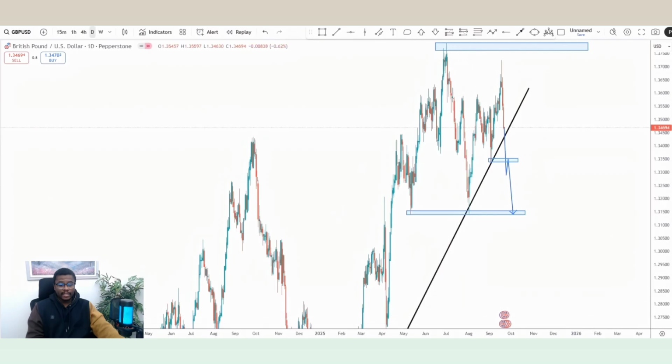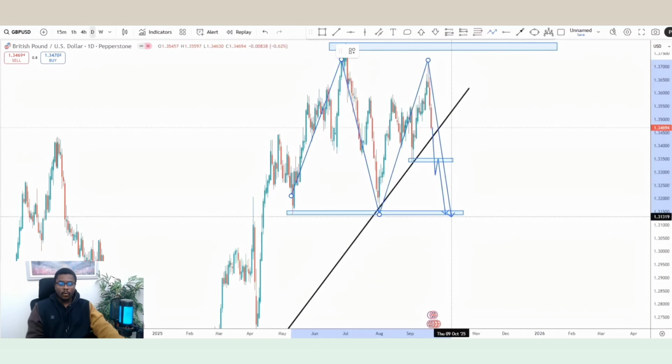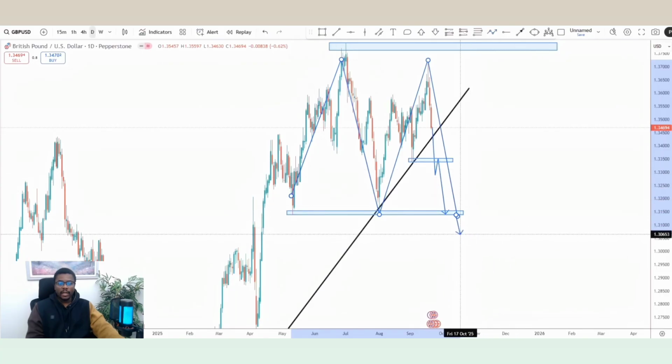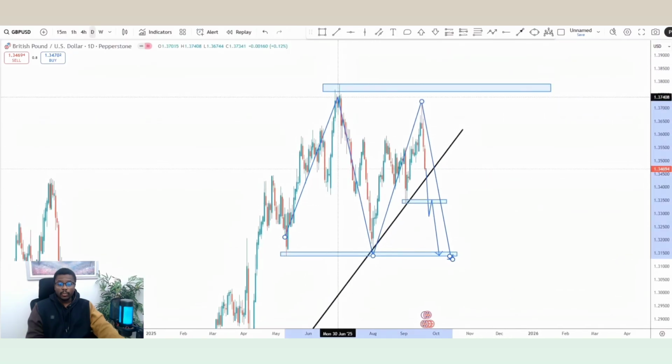Again, when you look at this as well, you can see possibly this sort of M pattern forming for GBPUSD. So it's one that you can look at. That could possibly happen, in my opinion. And as we can see, that downtrend has already started.